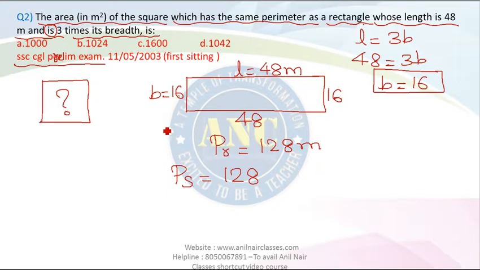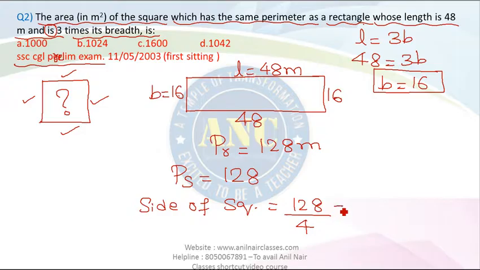Now, can I say that if the sum of these four sides of a square is 128, each side will be how much? All the sides in a square will be equal, so divide it by 4. 128 divided by 4 is 32 meters. That means every side is 32 meters.